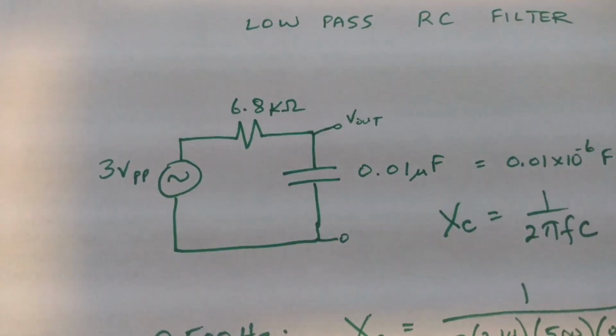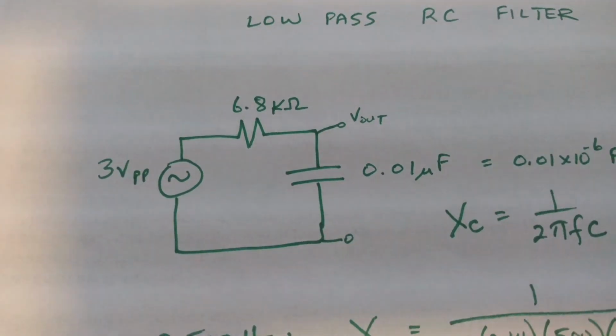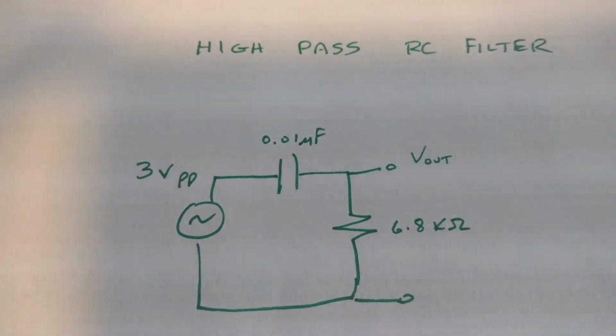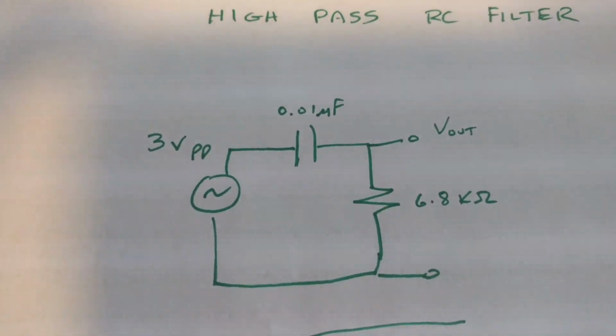And to summarize, you can make a low-pass filter by taking the voltage across the capacitor of an RC circuit, or you can make a high-pass filter by taking the voltage across the resistor in a series RC circuit.